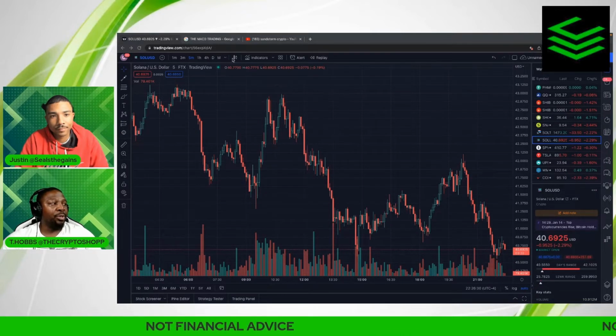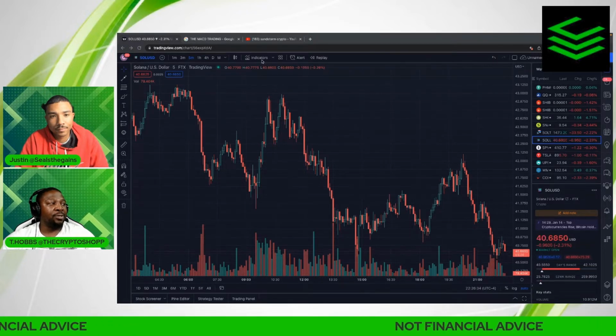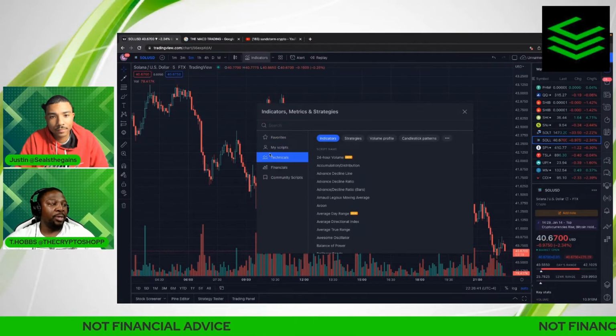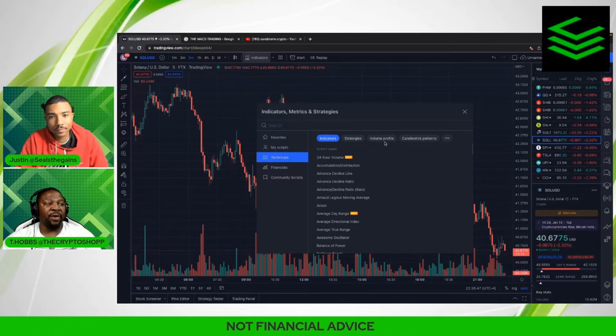Now, what you want to do is scroll over here. The next bar is going to be indicators. So all you're going to do is click on indicators right here. You're going to go down to technicals. And when you get to technicals, you want to make sure it's on the indicators tab. Sometimes you'll open this and it'll be on strategies or volume profile. You don't want that. You want indicators.